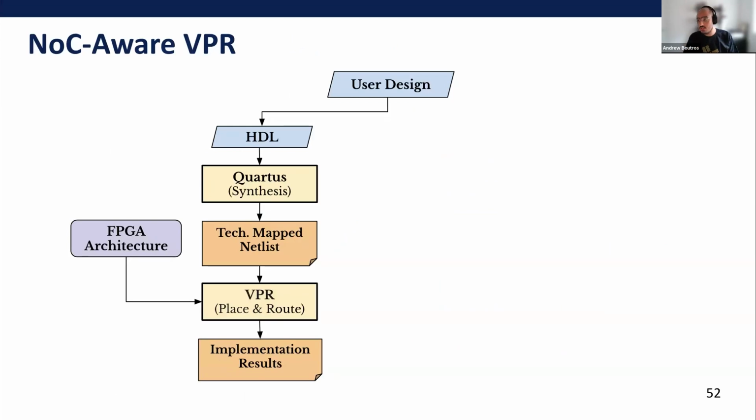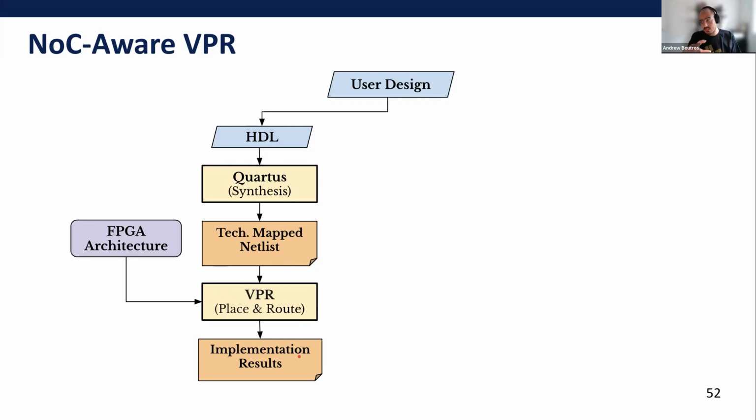This flowchart shows a variation of the VPR flow that is typically used for architecture exploration of FPGAs. So it starts with a user design that is written in hardware description language, SystemVerilog or VHDL. It goes through a synthesis front end, and in this variation, I'm showing Quartus front end because it has good language coverage support and it's easier to deal with compared to the open source tools. The synthesis produces the tech-mapped netlist of your circuit that then gets passed to VPR along with a description of your FPGA architecture to perform the placement and routing and then give you implementation results.